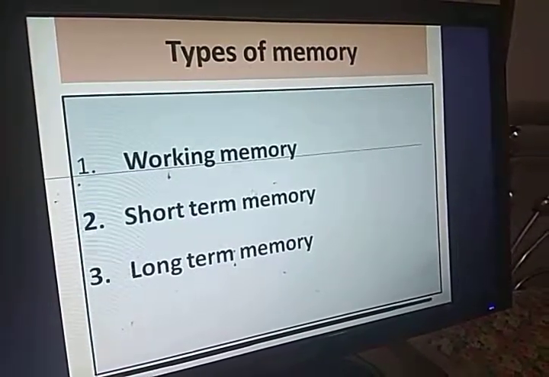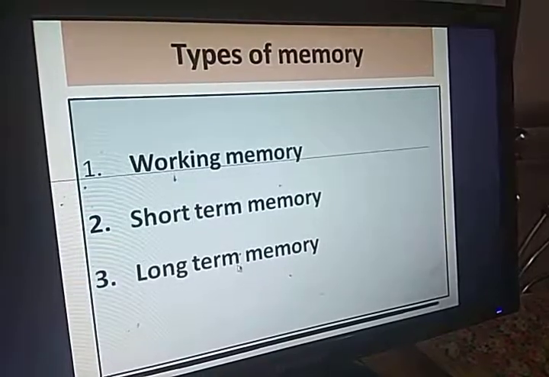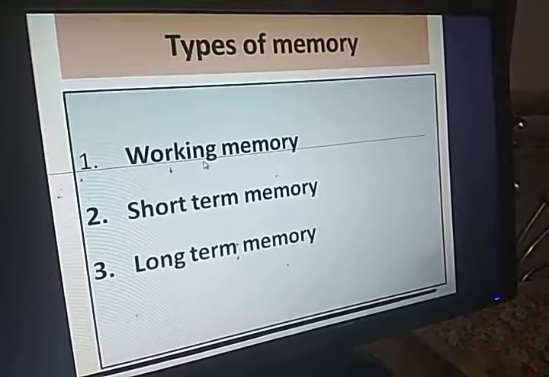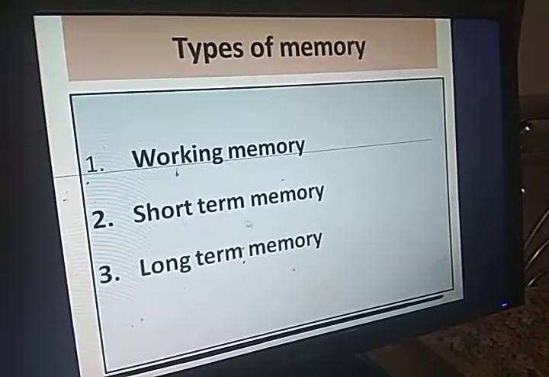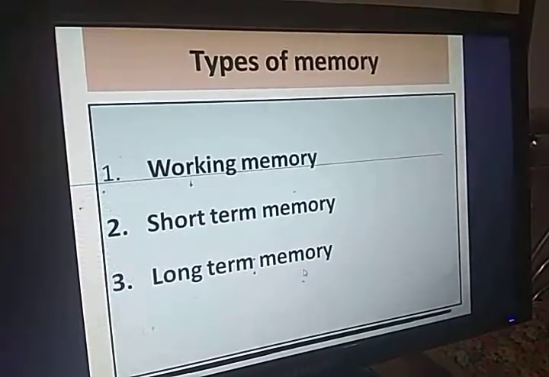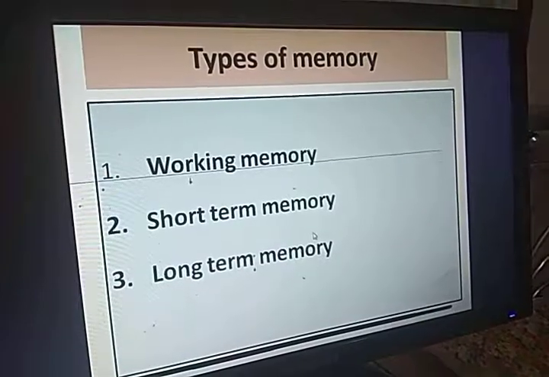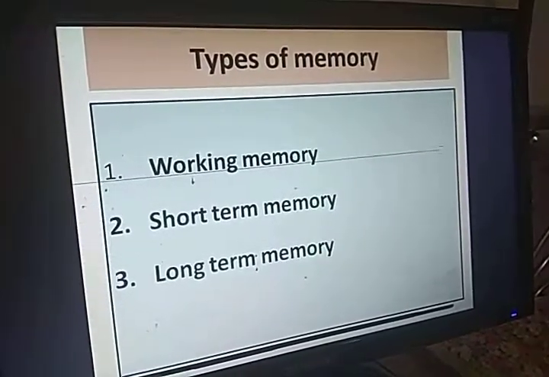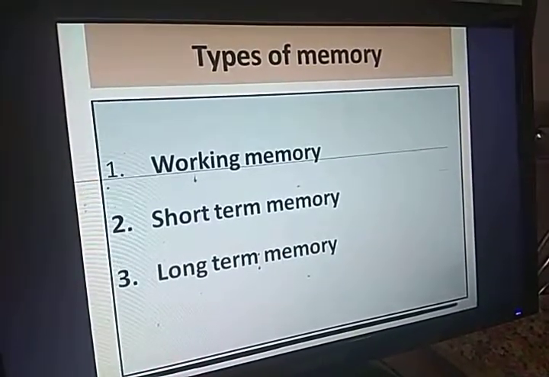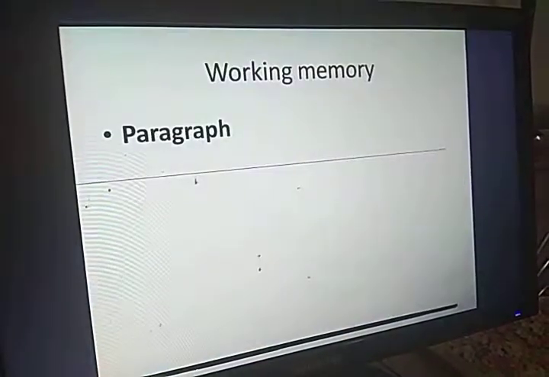There are 3 types of memory we use during the learning process: working memory, short-term memory, and long-term memory. In a later video, I will describe memory elaborately, so I go to the next steps of learning.